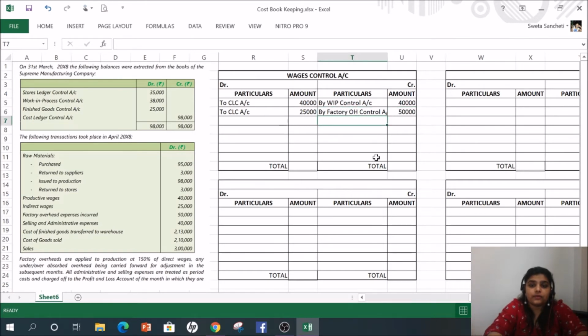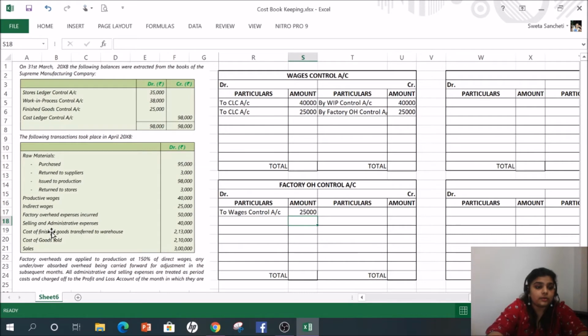and we will create one more account called factory overhead control account. Here to wages control account, sorry, this is 25,000, and here also we'll have it as 25,000.